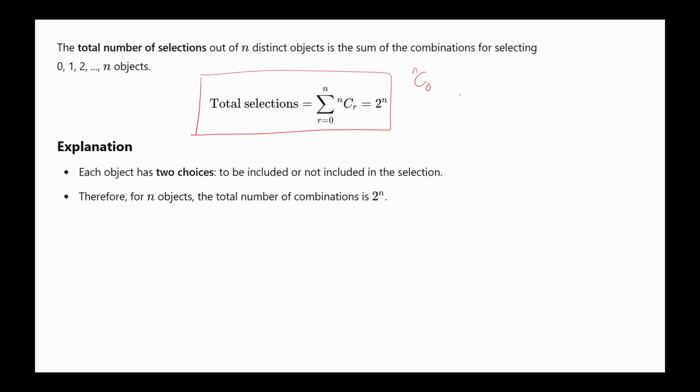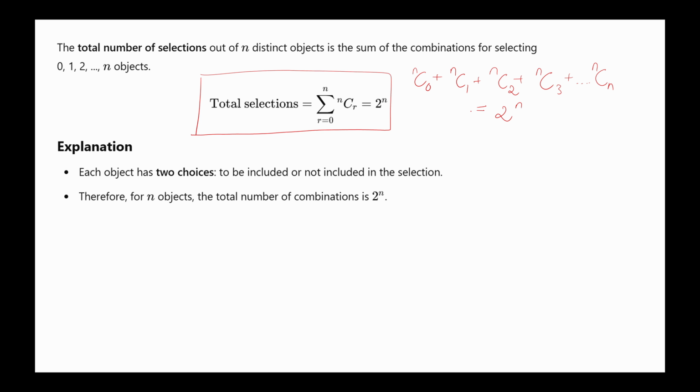NC0, if I do not select any fruits from the basket, NC1 if I select 1 fruit, NC2 if I select 2 fruits, NC3 if I select 3 fruits, and this would go on up till NCN, when I select all the fruits from the basket. Now the sum of all these is equal to 2 to the power n.